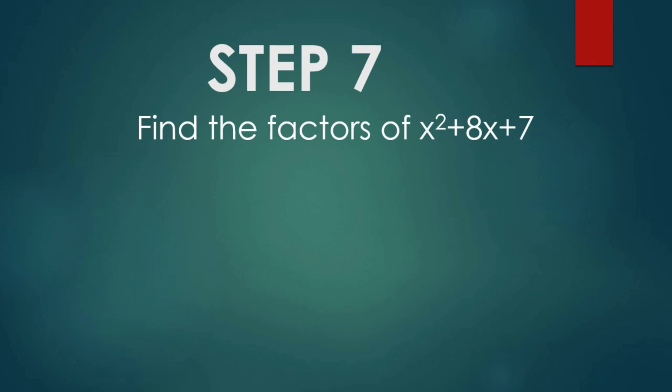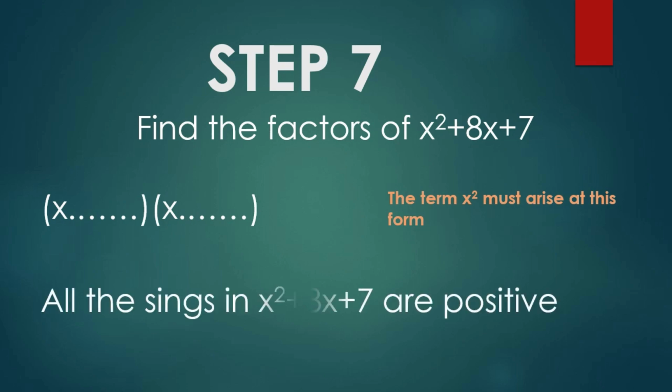Step 7. We find the factors of x squared plus 8x plus 7. So we have to represent the x squared as is shown in brackets there, two x's separate. And all signs are positive, so we have to represent it as open bracket x plus the rest of the numbers. So we have to continue.